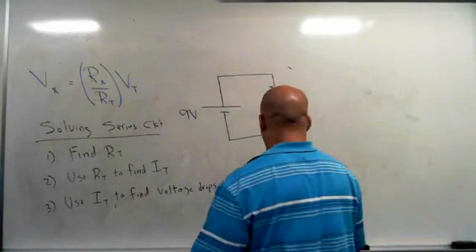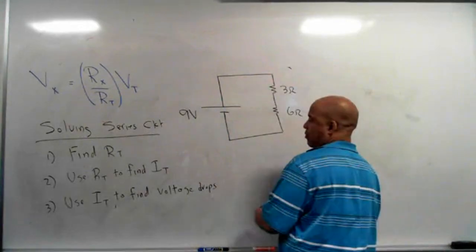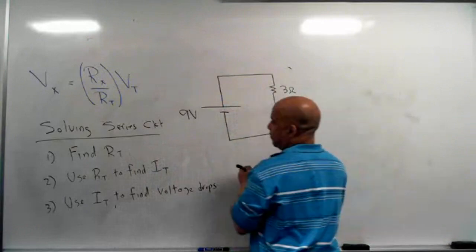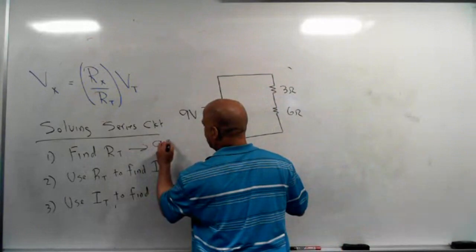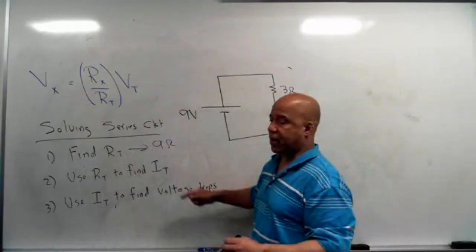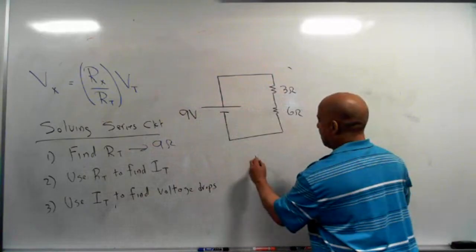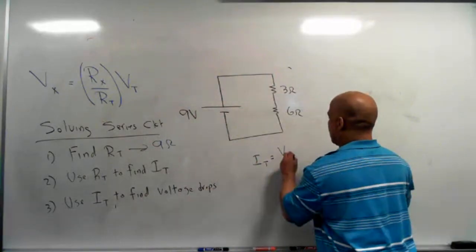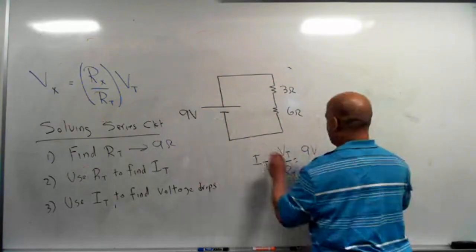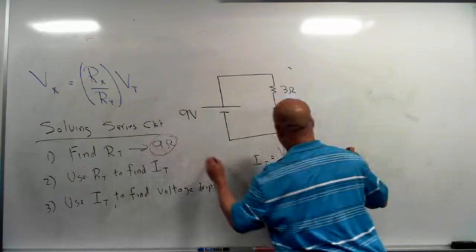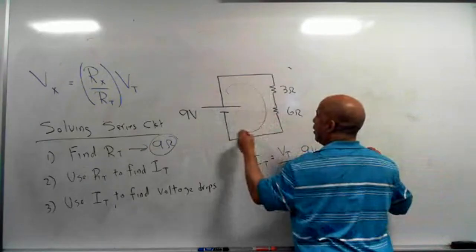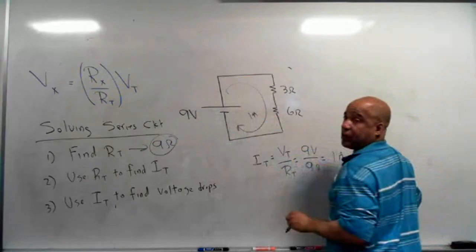So if you're going to solve this, you would say, we'll find the total resistance. Well, it's a series circuit, so I'll add them up. So that right there is 9 ohms. Use that 9 ohms to find the current. Well, the current is going to be the total voltage over the total resistance. Total voltage is 9 volts. Total resistance from that step is 9 ohms. I got 1 amp of current. So I know there's 1 amp of current flowing in that circuit.